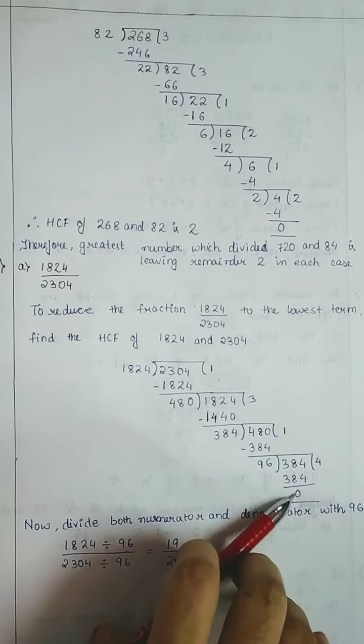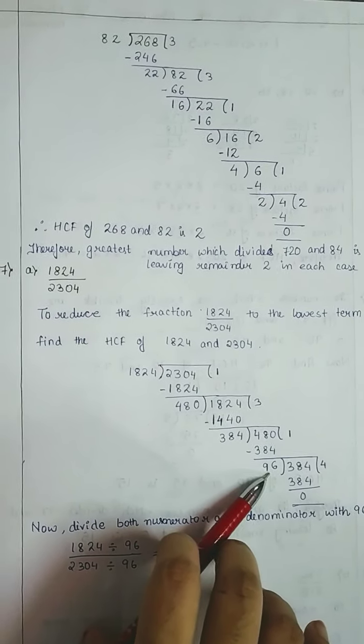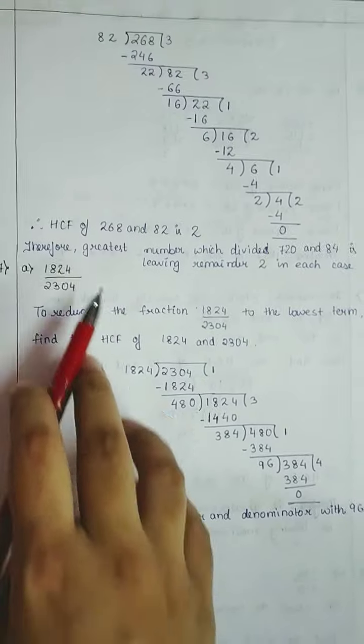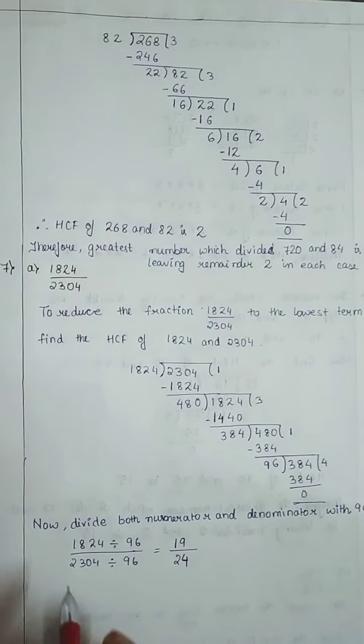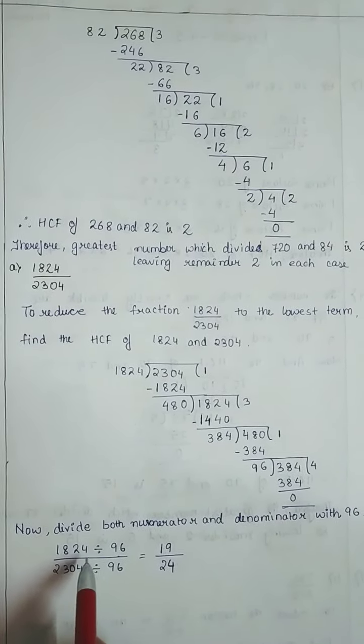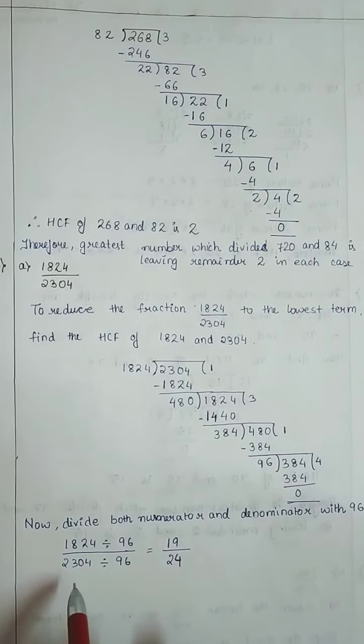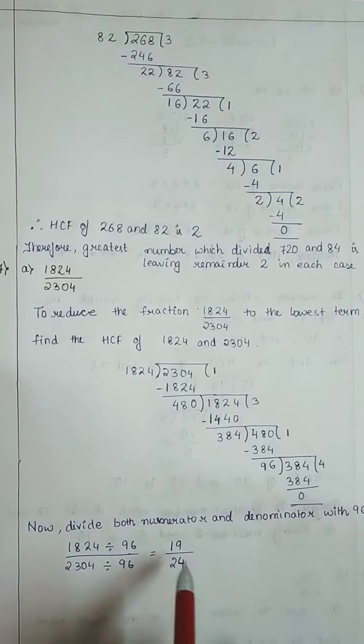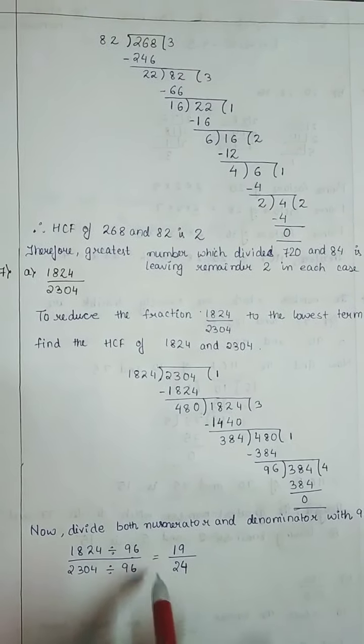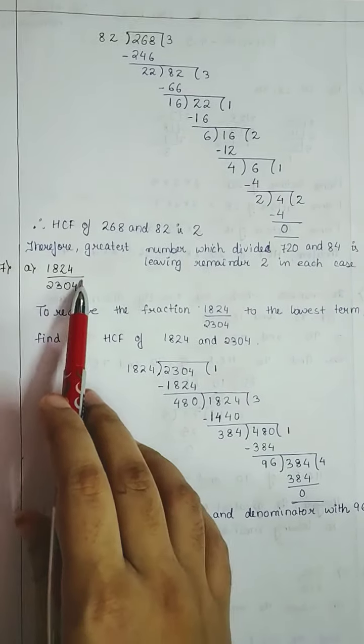We have got 0 over here, therefore this is our divisor. So we can divide both the numbers by 96. 1824 divided by 96, we have got 19, and 2304 divided by 96, we have got 24. So this is the lowest fraction that can be reduced from these two numbers.